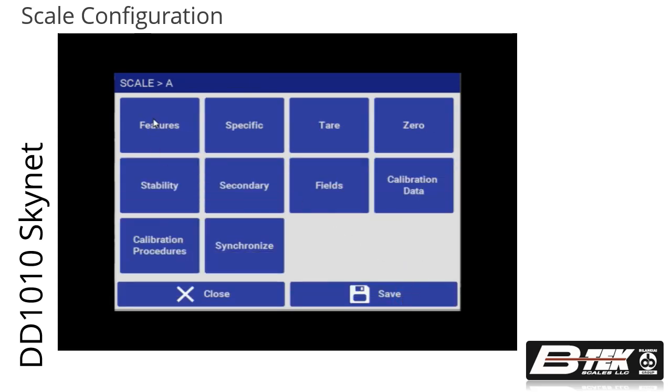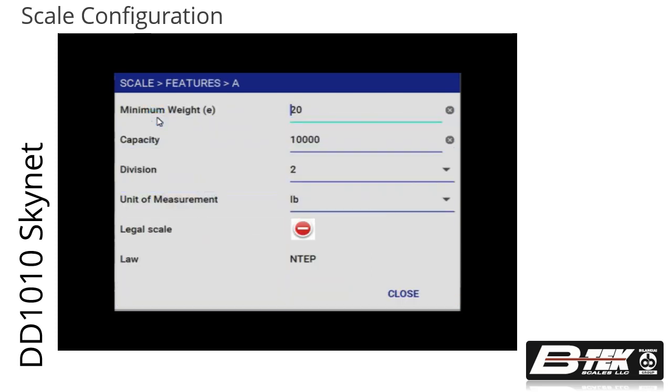Because our scale is working, we're going to start at the top left and work our way down. We'll start with features. Here we're going to leave the minimum weight set to 20. You do not want to set this value any lower than 2, or it will cause issues.